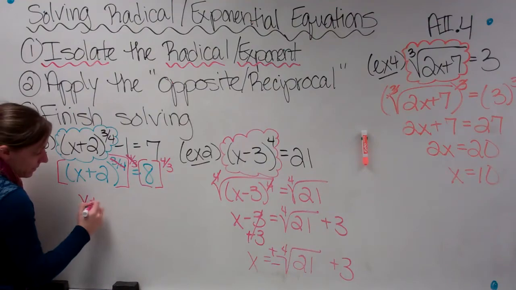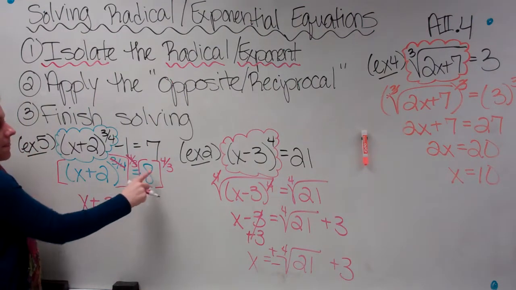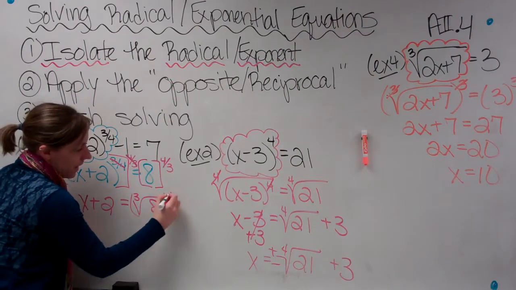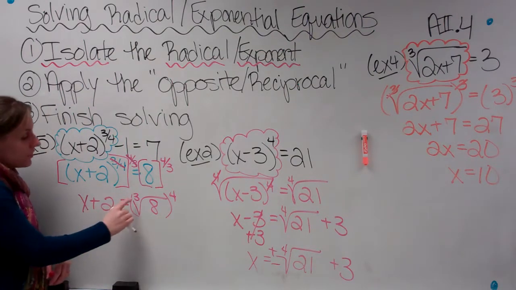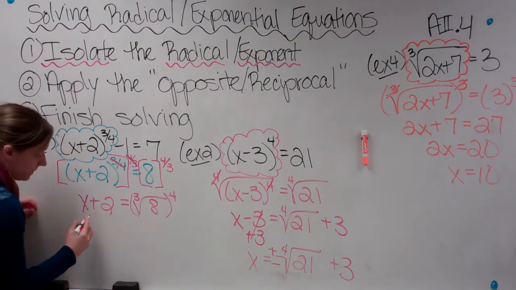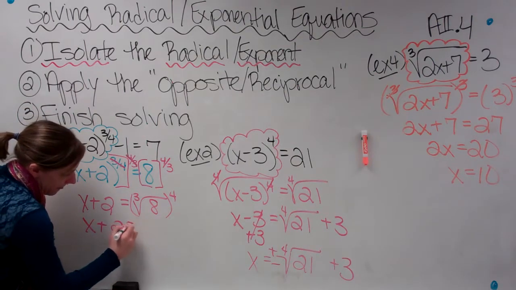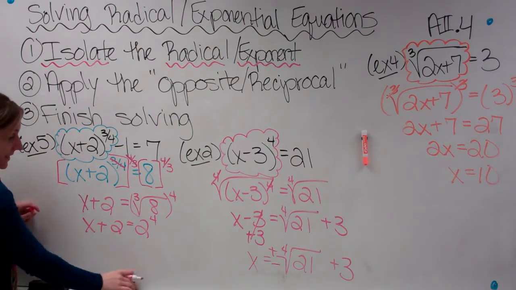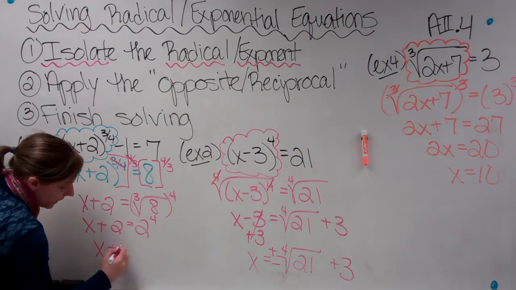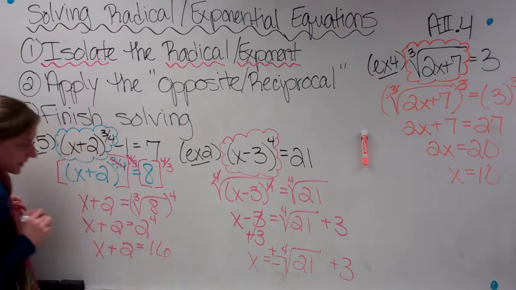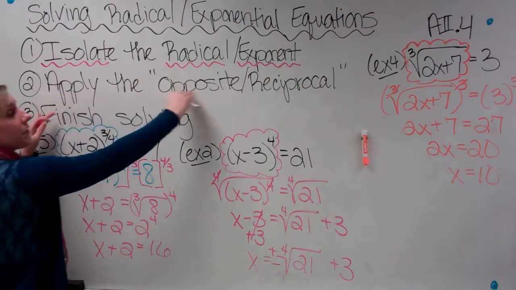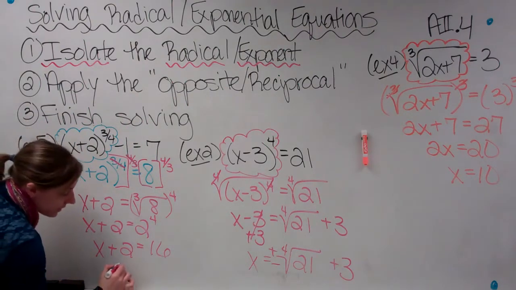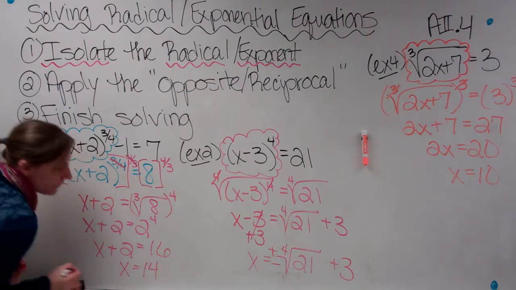We will get x plus 2. Then we have to think of it this way. What's the cube root of 8? And then we're going to take it to the 4th power. So the cube root of 8 is just 2. 2 to the 4th is just 16. So this is really x plus 2 is 16. Now that I've applied the reciprocal, I can finish solving. I just subtract, and I get 14.